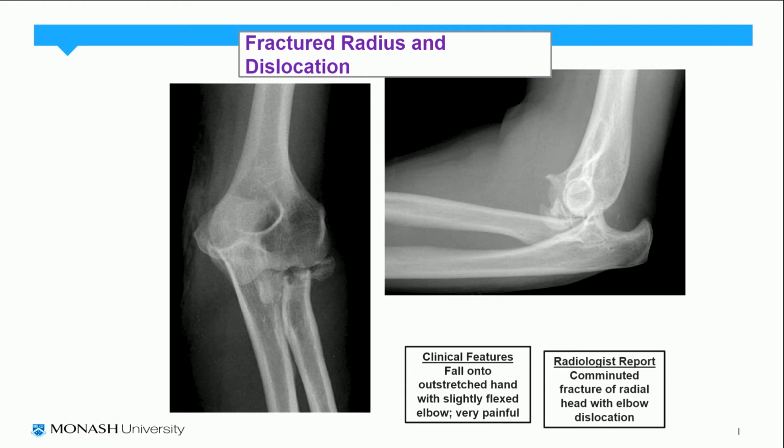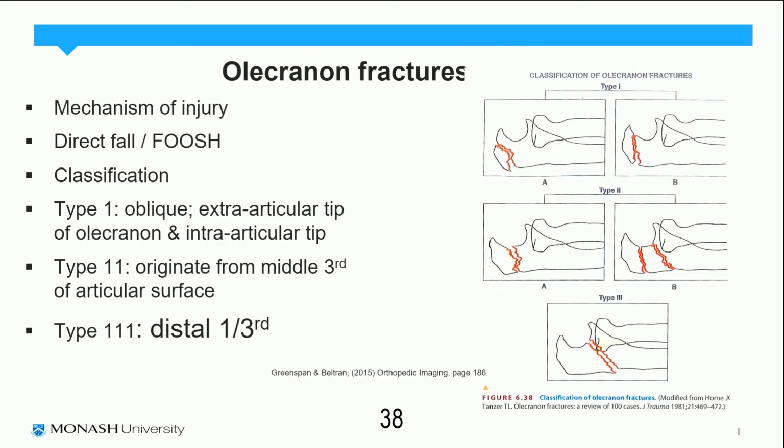On this image, we have a fracture of the radius as well as a dislocation. The clinical indication for this case was a patient who fell on an outstretched hand with a slightly flexed elbow, and had extreme pain when the patient arrived at the emergency department. So what we can see is that there is a comminuted fracture of the radial head, which has resulted in an elbow dislocation.